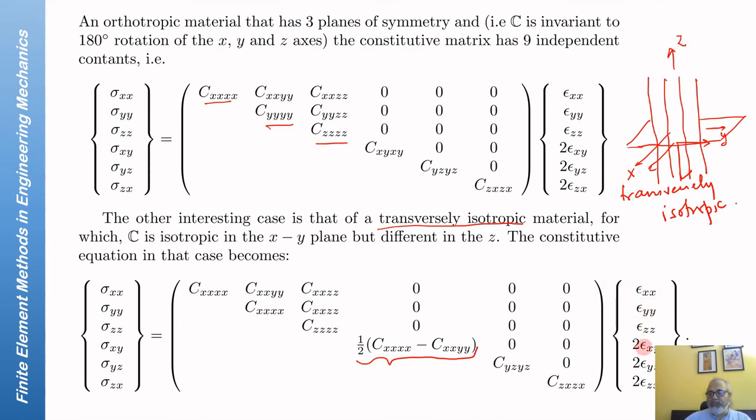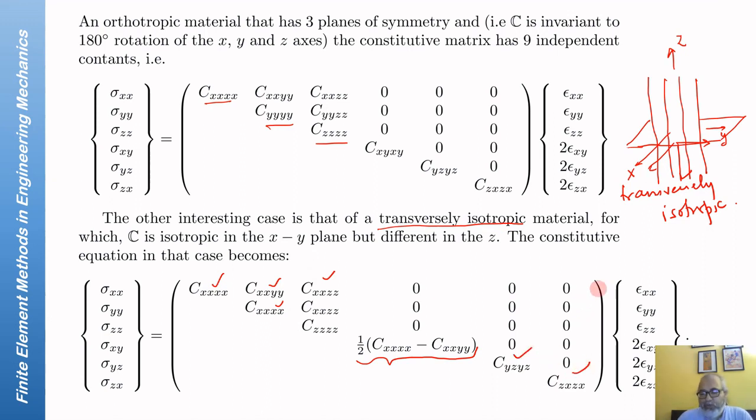Again, the ordering is important. In some books, sigma xy is put at the end, and therefore this appears in the 6-6 place rather than in the 4-4 place. But we stick to this kind of numbering. So this has five independent constants. So these two are equal. So this is 1, this is 2, 3, 4, and 5. These are the five independent constants.